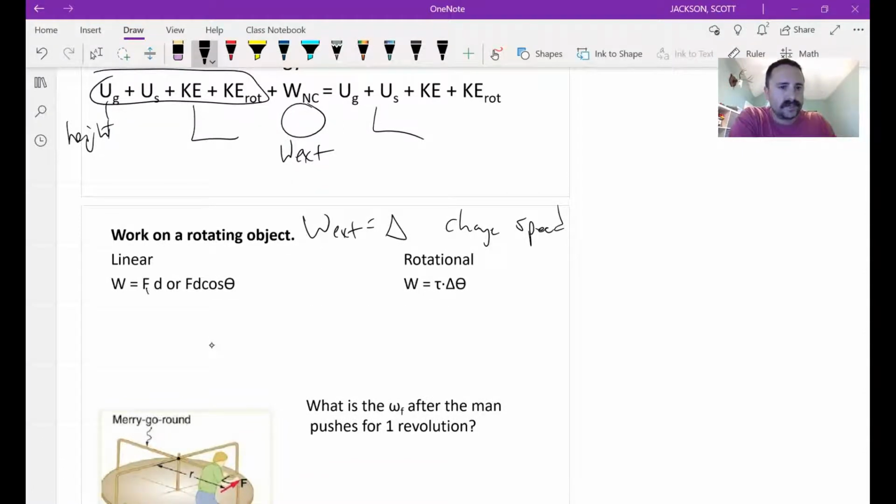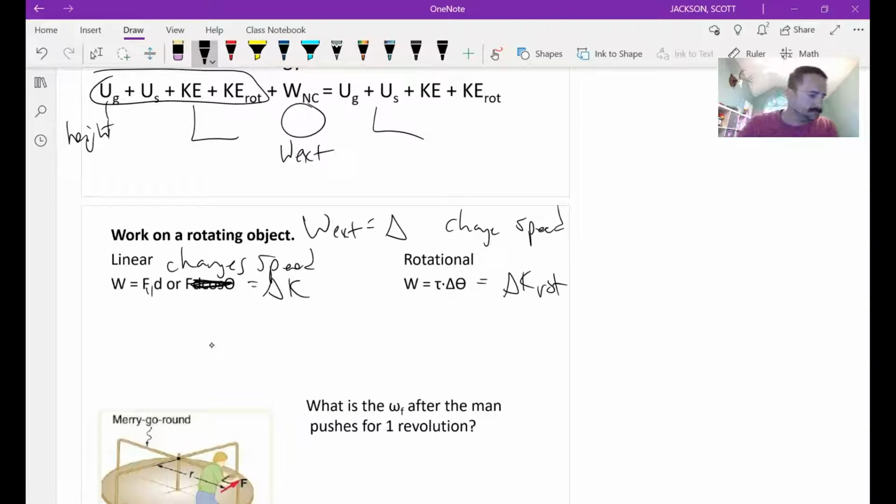Remember, force that is parallel to distance that changes speed, that's a force that does work. Again, I don't like that equation because people just randomly use that angle. So this equals a change in kinetic energy. So this equals a change in rotational kinetic energy, a torque through an angle. So only forces that speed up or slow down do work, where on the other side, only torques that speed up or slow down do work rotationally.